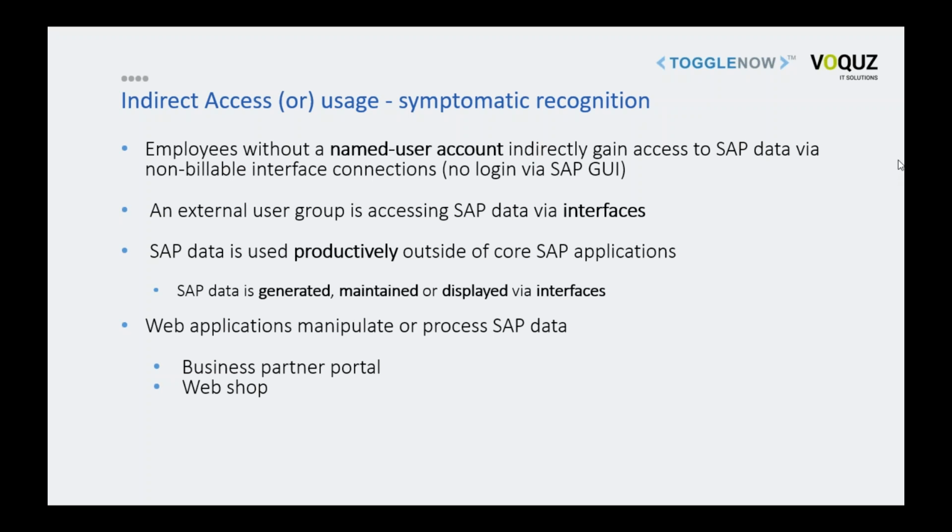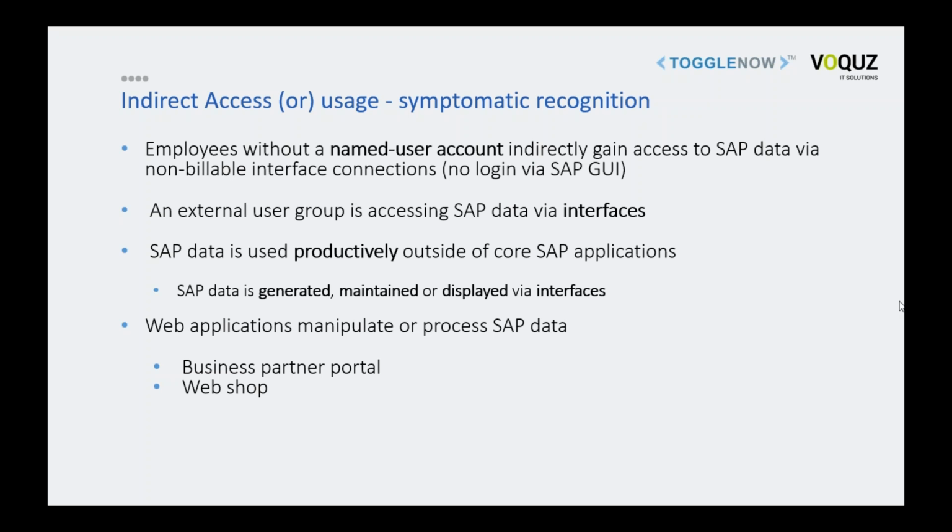So what I can tell you is that oftentimes the whole idea of indirect access really starts when you're giving access to SAP data to people that don't have their own named user account. We all know that the contractual language of SAP is already difficult to understand as it is. I know that people often ask, what is my license entitlement? That's not very clear. But when it comes to indirect access, we're mostly looking at cases where there's no login through the actual SAP GUI.